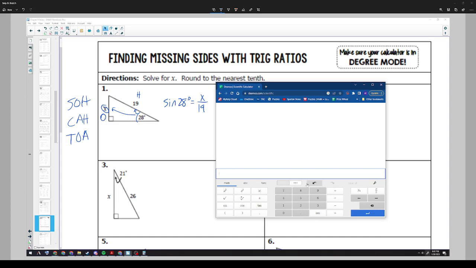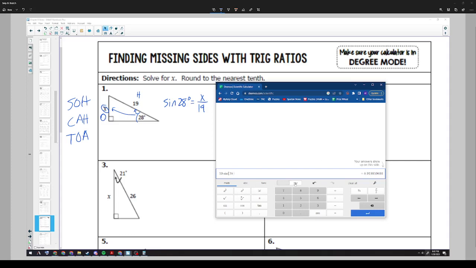So we're going to be in degree mode where we see the DEG, and we're going to need to solve this for x. So I'm going to multiply both sides by 19, and in my calculator I'm going to put 19 and then sine of 28, which, remember, this 28 is understood as degrees. It tells us that that other side is 8.92. And we're approximating. It says round to the nearest tenth. I'd prefer hundredths personally, but 8.9 or 8.92 would work here.